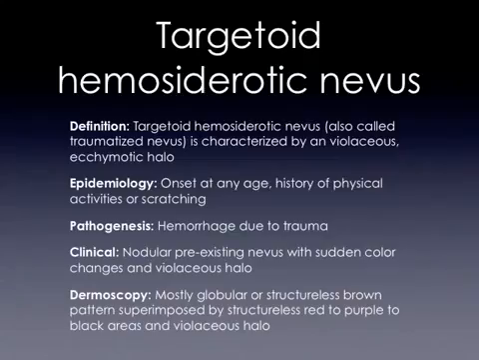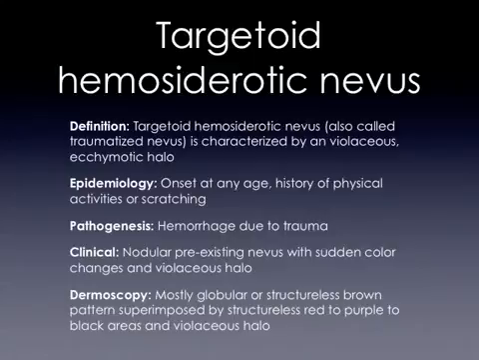Targetoid hemosiderotic nevus is also called traumatized nevus and is characterized by a violaceous ecchymotic halo. It can show an onset at any age, but typically patients refer to a history of physical activities or scratching. The violaceous halo is due to hemorrhage due to trauma. Typically, a nodular pre-existing nevus is seen that shows a sudden color change and a violaceous halo.